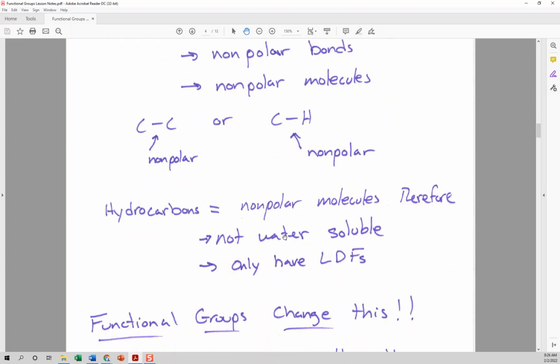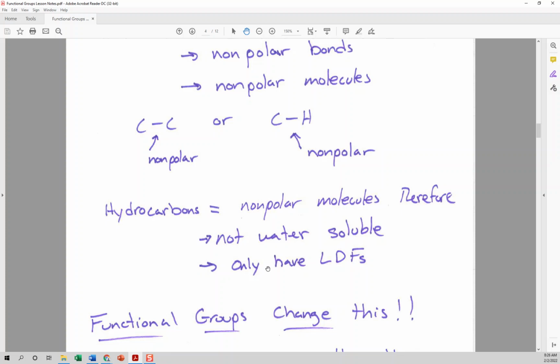So what should we take from that? Hydrocarbons are not water soluble. Remember, our rule for solubility is like dissolves like. Water is polar. Hydrocarbons are nonpolar, so they don't dissolve in water, right? And also, they have weaker IMFs.